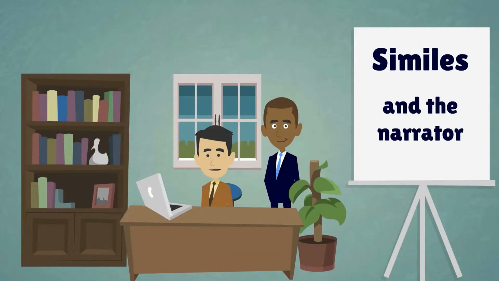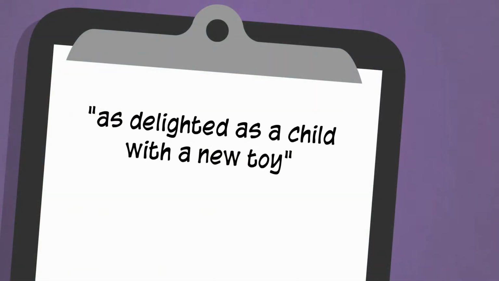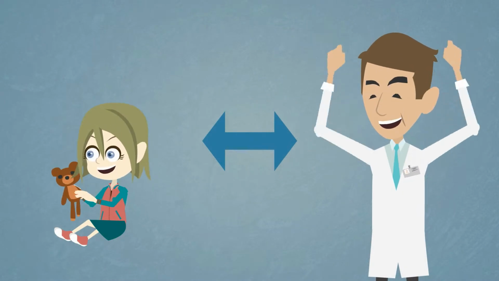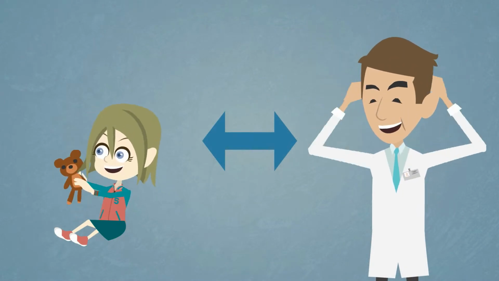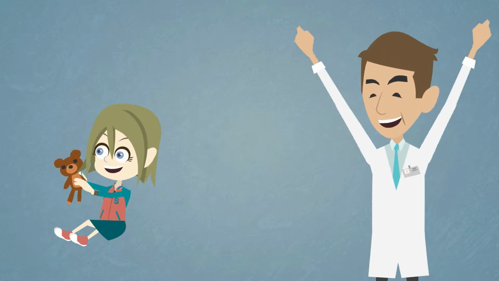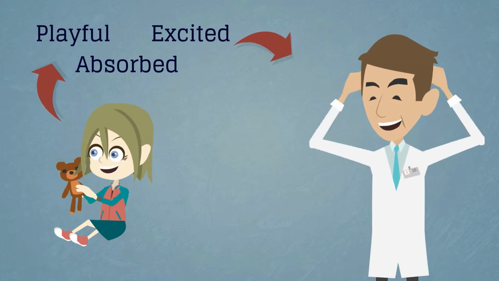Now, imagine you were to describe an adult as delighted as a child with a new toy. This is a simile because there is a direct comparison between two things. In this case, the simile makes the adult borrow certain properties from the child, perhaps playful, excited, or absorbed.